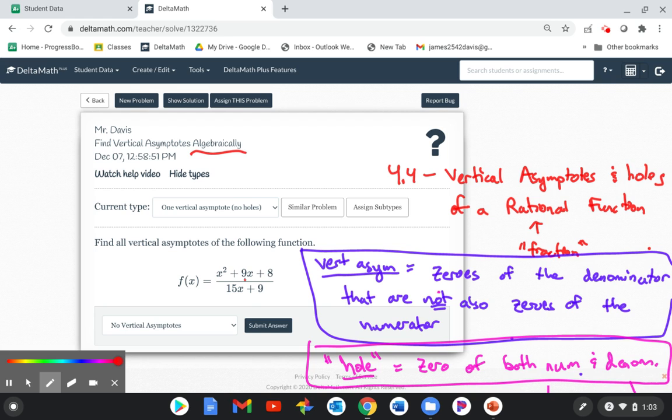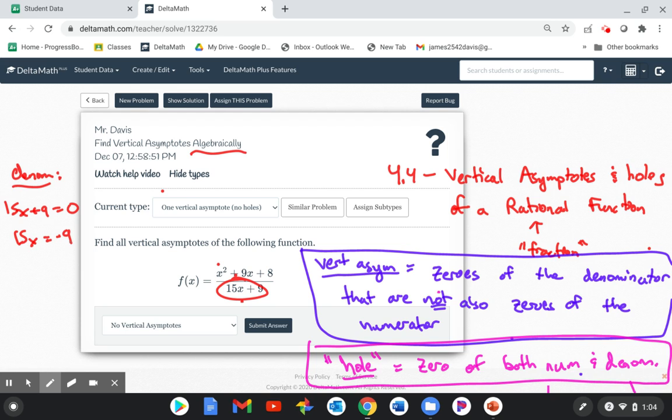So first thing that we always want to do is figure out the zeros of the denominator. I'll just go ahead and write this over here. So for the denominator, we're going to set the bottom equal to 0, 15x plus 9, and solve it. We get 15x equals negative 9. Go ahead and divide, x equals negative 3/5. All right, so that is a candidate for a vertical asymptote. The only other thing we need to do is compare it to the numerator.